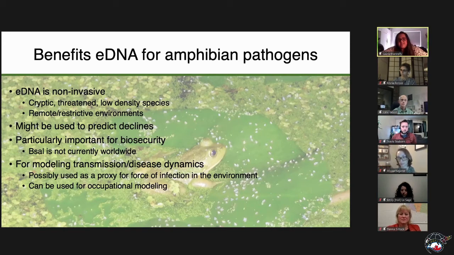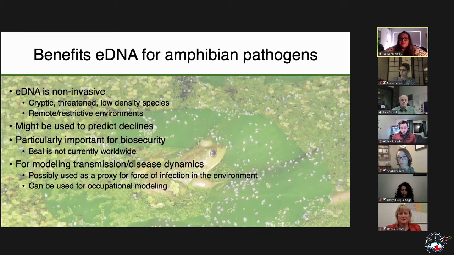So BSAL, as I mentioned before, is not currently worldwide. And we, as disease ecologists and folks interested in amphibians, are testing for BSAL across the US right now, and potentially eDNA can be used to help identify if and when it comes into the country.